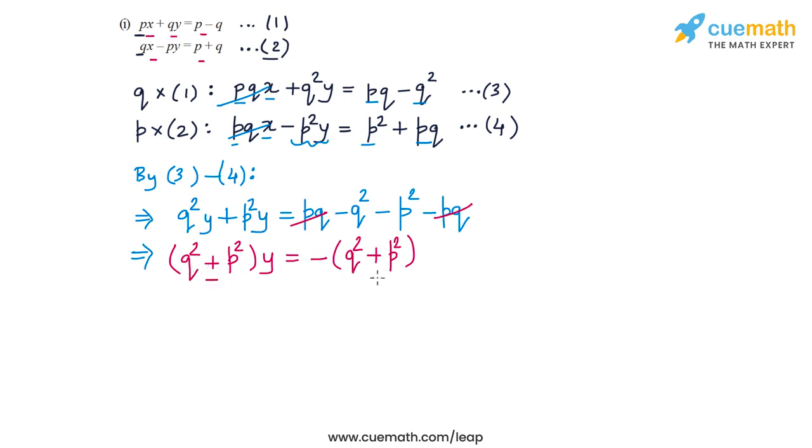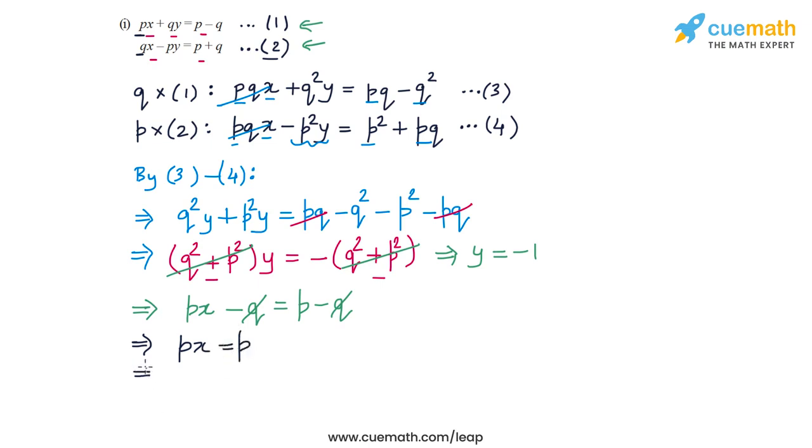Awesome. I have this common factor of q square plus p square on both sides. Let's cancel that out, and this leaves me with y equal to minus 1. And if I substitute this value of y into any of the two equations, I will get the value of x. Let's substitute this value into the first equation. So I have px plus qy, or minus q, is equal to p minus q, and the minus q terms can be cancelled out. That will leave me with px equal to p, or x is equal to 1. So the solution to this pair of equations is x equal to 1 and y equal to minus 1.